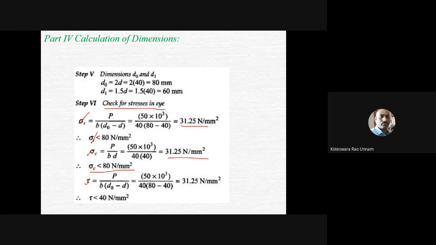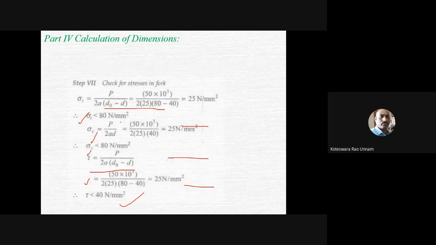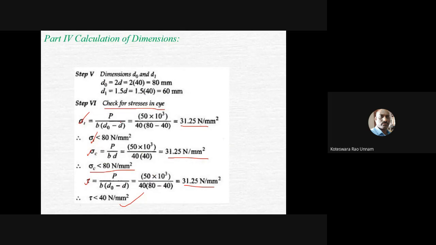Then shear stress is P by B into (D0 minus D). If you compute that, it is 31.25, which is also less than the allowable shear stress. So that means there is no problem with the dimensions of I. Similarly, you need to check the dimensions for the fork also. Anyway, first you note these things down, then we'll go to the next one.